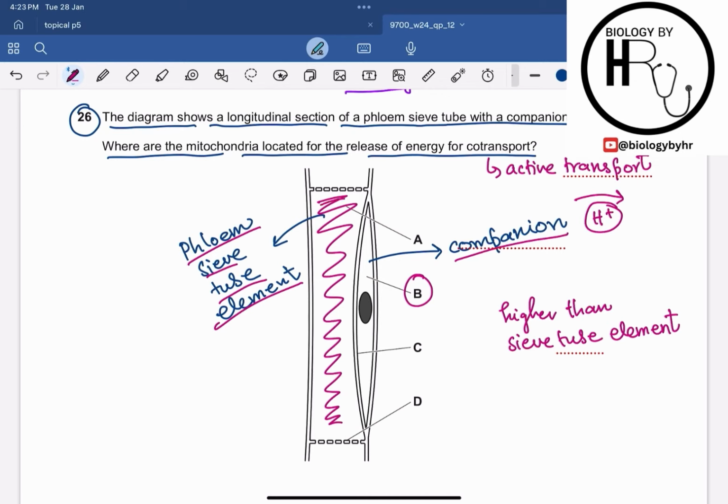So that's why most of the phloem sieve tube is empty. Most of the mitochondria are present in the companion cell, and if we become more specific, the mitochondria which provide the energy for the co-transport are specifically present in the companion cell. I hope that this is clear.